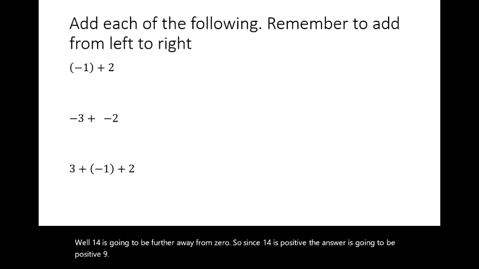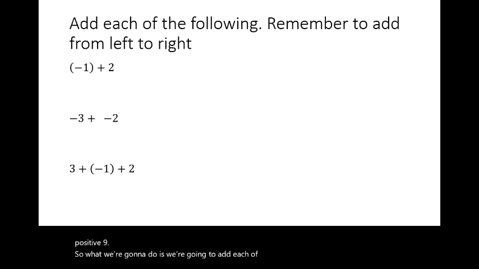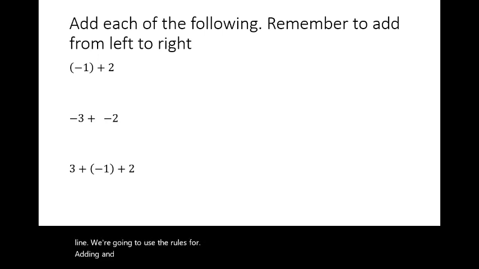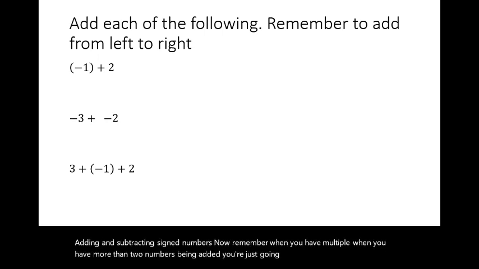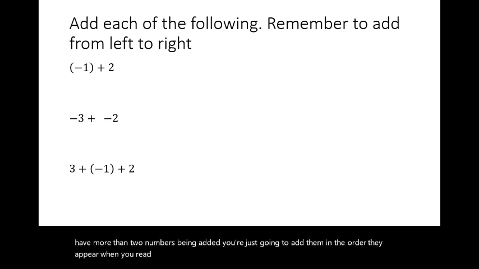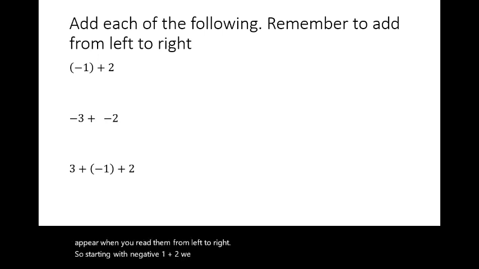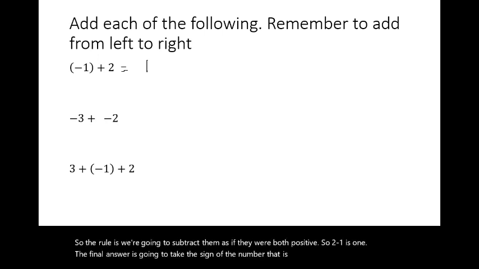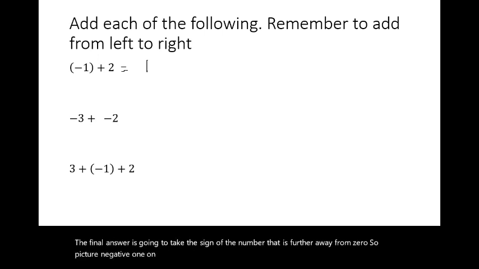So what we're going to do is add each of these that we already did with the number line, and we're going to use the rules for adding and subtracting signed numbers. Now remember, when you have more than two numbers being added, you're just going to add them in the order they appear when you read them from left to right. So starting with negative 1 plus 2, we have a negative plus a positive. So the rule is we're going to subtract them as if they were both positive. So 2 minus 1 is 1. The final answer is going to take the sign of the number that is further away from 0. So picture negative 1 on the number line and picture positive 2 on the number line. Which of those is further away from 0?